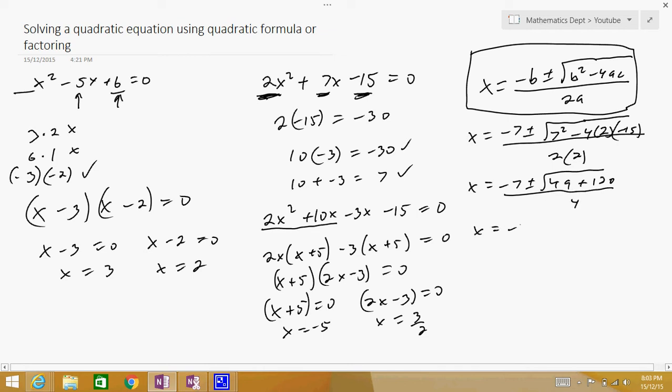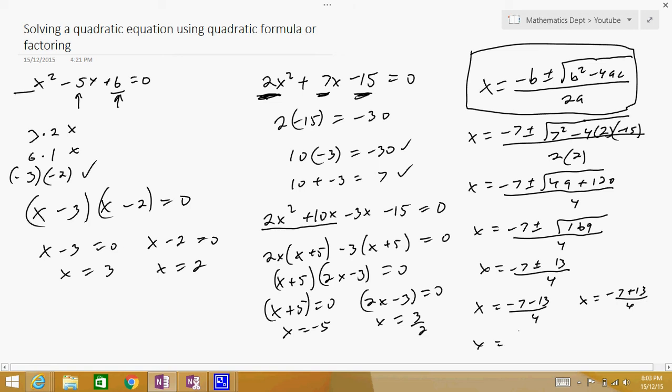So x is equal to -7 plus or minus the square root of 169, over 4. x is equal to -7 plus or minus 13, over 4. And because of the plus or minus, you'll have two answers. So -7 minus 13 is negative 20, over 4. So x is equal to negative 7 minus 13 over 4, and x is equal to negative 7 plus 13 over 4.